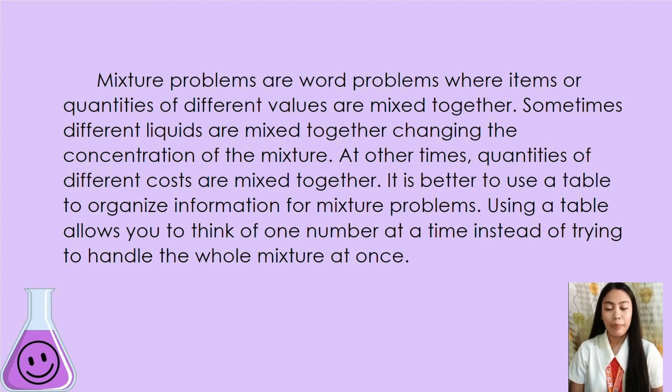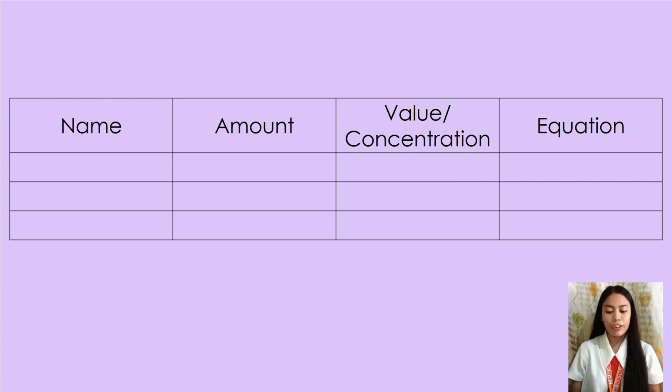Using a table allows you to think of one number at a time instead of trying to handle the whole mixture at once. The basic structure of the table is shown in the presentation. The first column in the table, the name, is used to identify the fluids or objects being mixed in the problem. The second column, the amount, identifies the amounts of each of the fluids or objects.